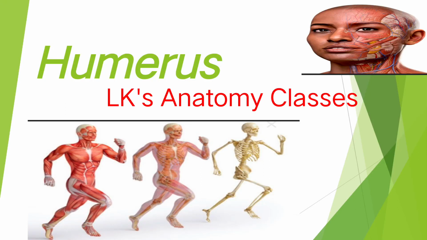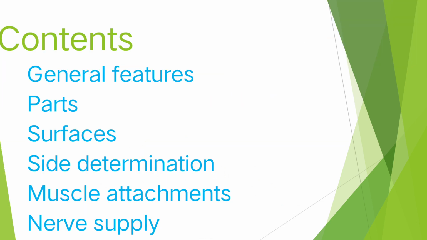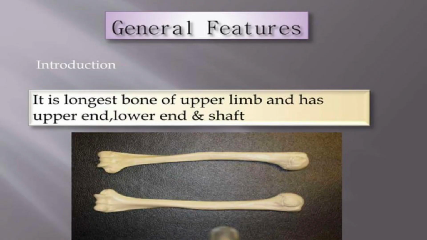Today we are going to discuss the humerus bone. We will go through the contents: general features, parts, surfaces, site determination, muscle attachments and nerve supply of the humerus bone. General features of humerus bone.